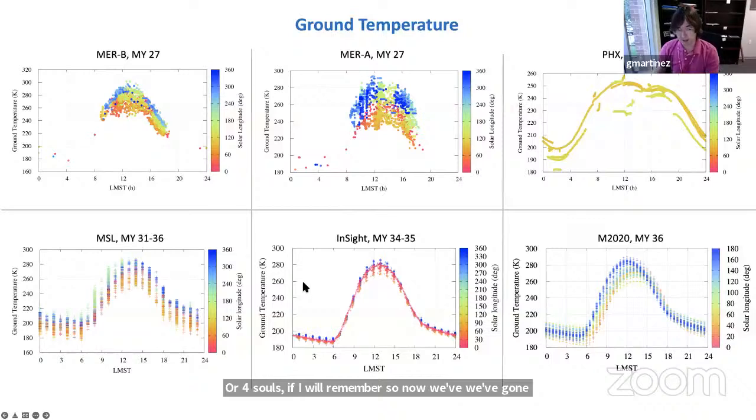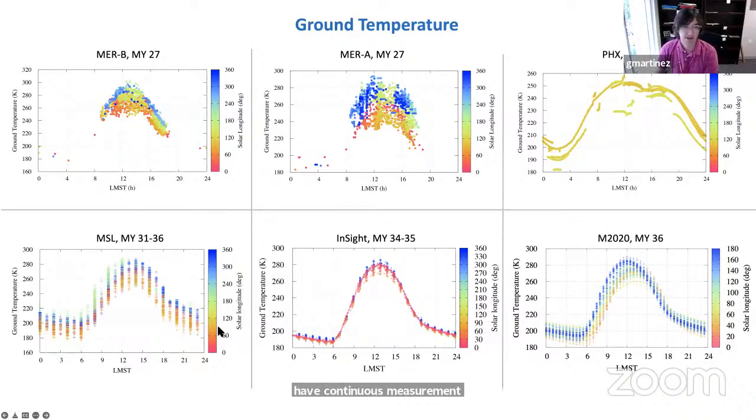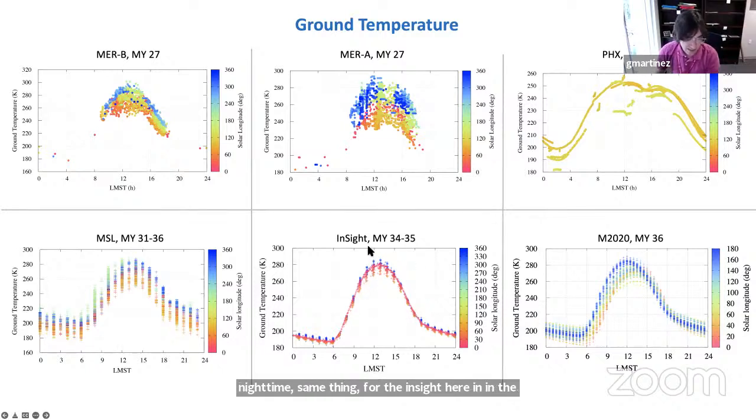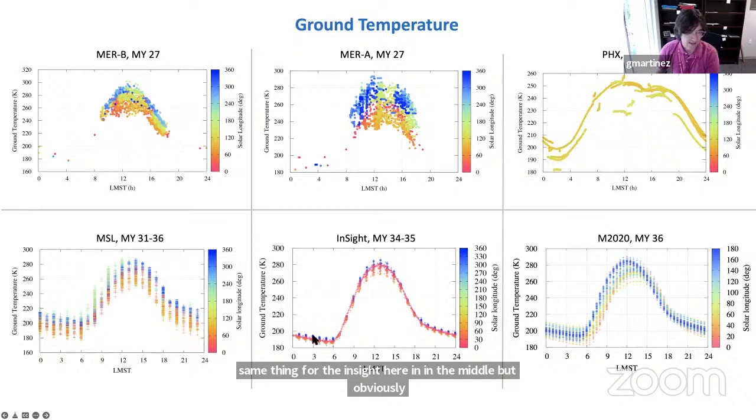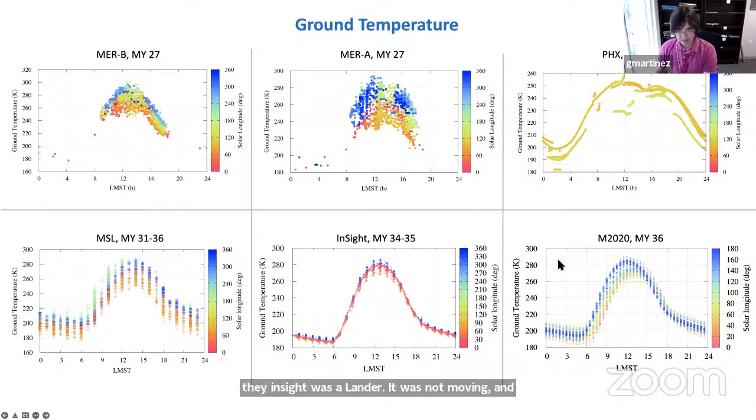If we go to the bottom row, what we can see is values for the MSL. Again, here I'm showing all the values for the first 3,500 sols. And now this is great because we have continuous measurements, day and night, daytime and nighttime. Same thing for InSight here in the middle, but obviously InSight was a lander. It was not moving, and that's why you have this behavior. Finally, on the right, you can see all the Mars 2020 ground temperature measurements. These are still being measured. Same thing as MSL, we also have continuous measurements.